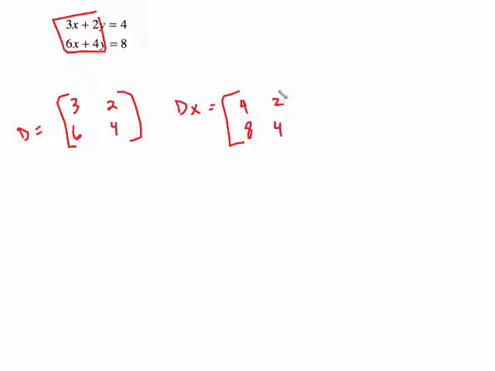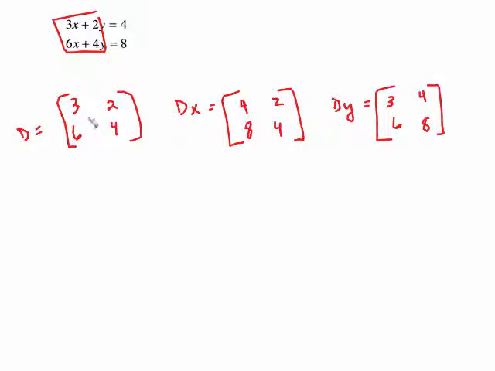Get your d, 3, 6, 2, 4. dx: put your constant column into the x position. Your y column stays what it was originally. dy: put your constants into the y position. So this is 4, 8, and the front stays 3, 6.